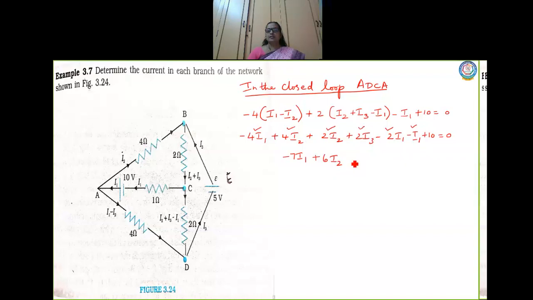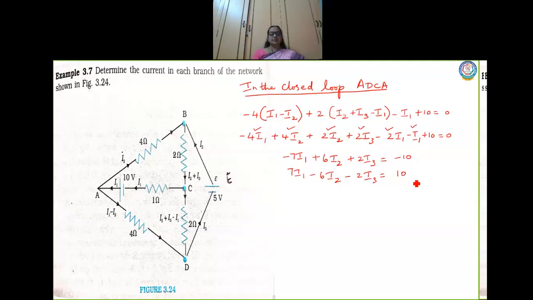Then I have only I3, which is 2 I3, and I will take this 10 to the other side, then it becomes minus 10. Now, because on the left side I have minus 10, let me change the sign. When I change the sign, minus 7 becomes plus 7, so 7 I1; plus 6 becomes minus 6 I2; plus 2 becomes minus 2 I3. This is equal to plus 10. So this is my first equation. It is there in your textbook: 7 I1 minus 6 I2 minus 2 I3 is equal to 10.